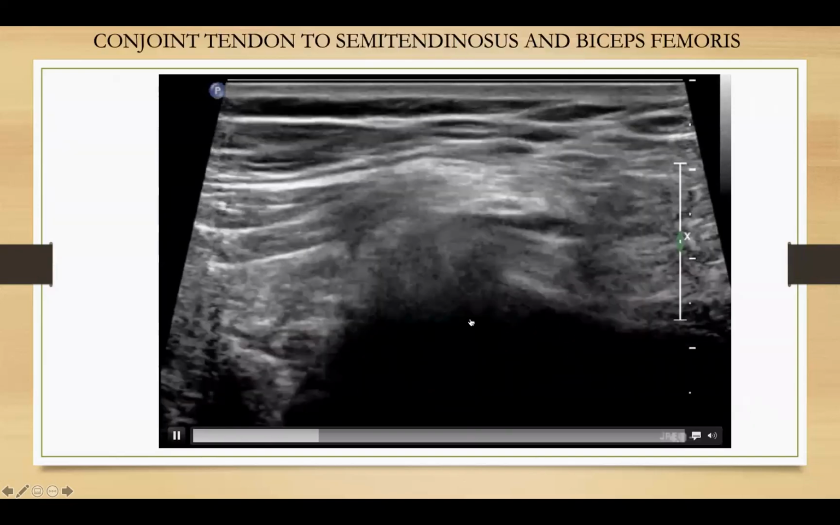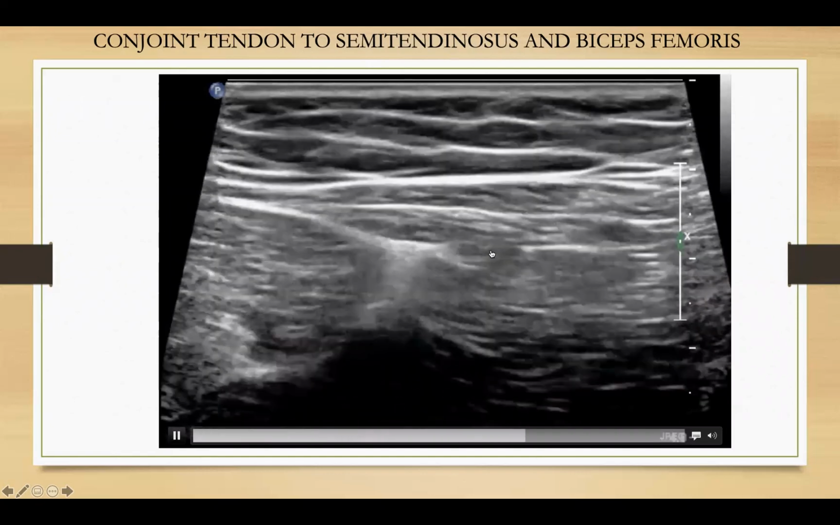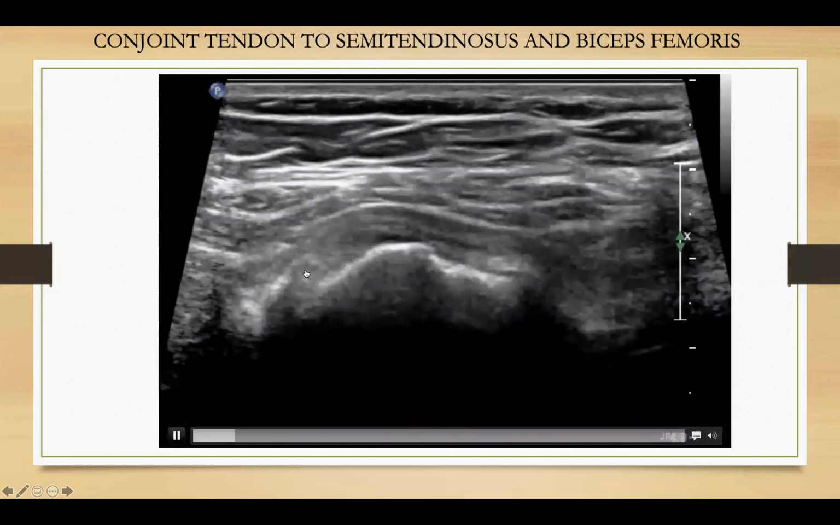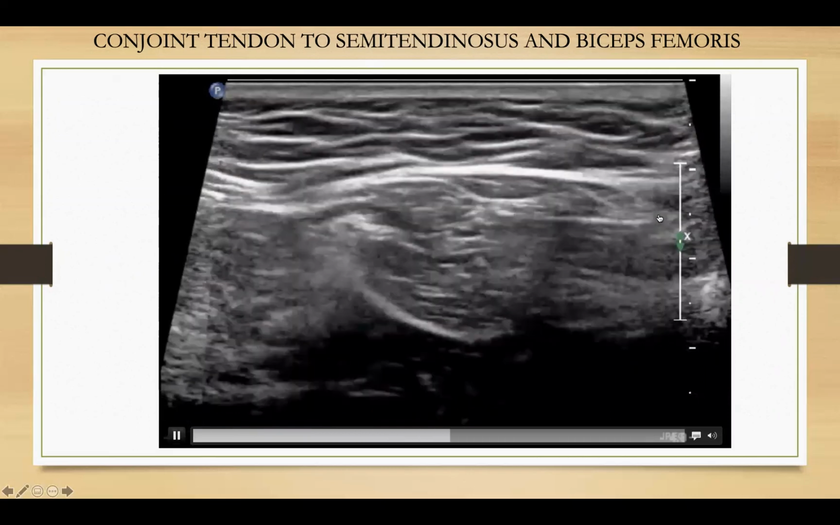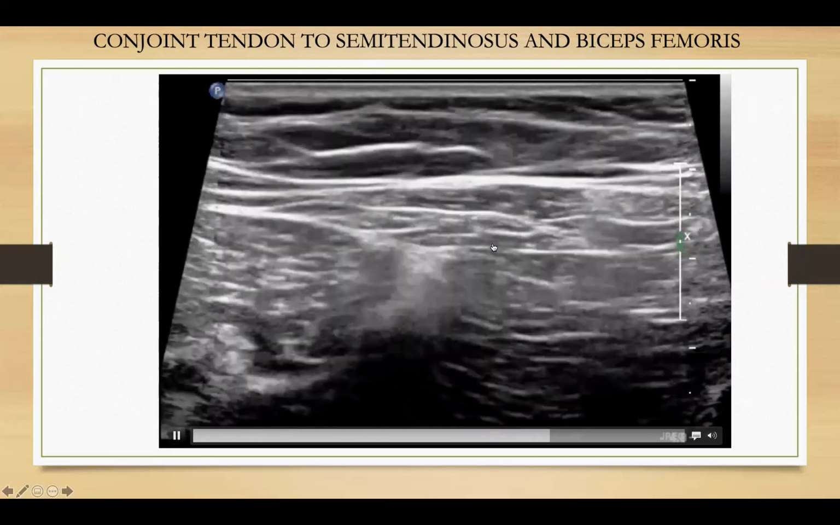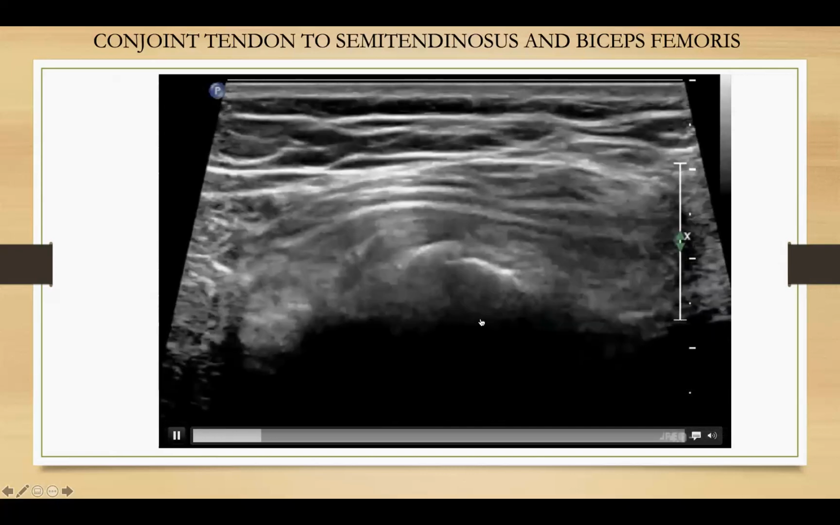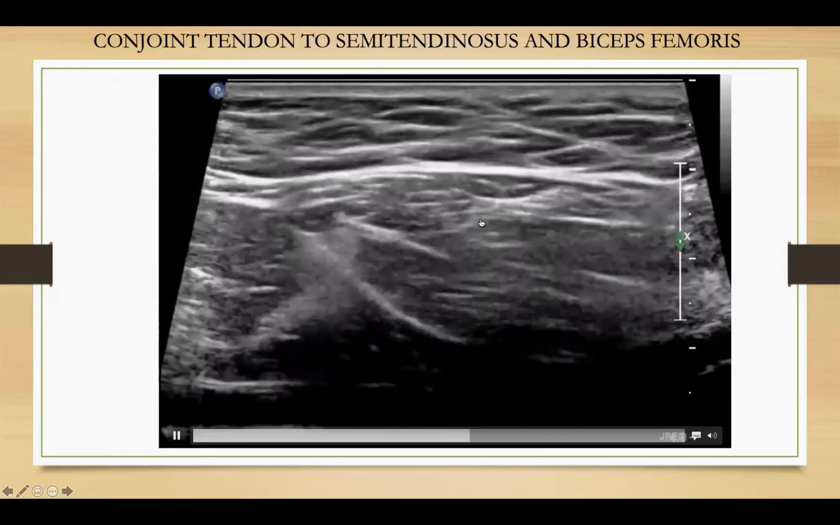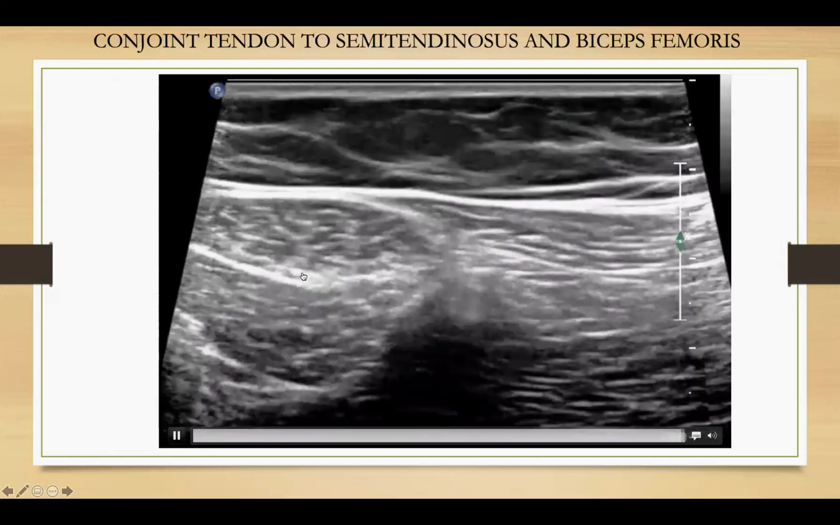This video shows the view of the semitendinosus as well as the biceps femoris muscles arising off the conjoint tendon. So again, superficial is top, left is lateral, right is medial. I'll let this play through a couple of times and then slow it down for us. Here's the ischium with the conjoint tendon, semitendinosus muscle with the biceps femoris adjacent or lateral to that.